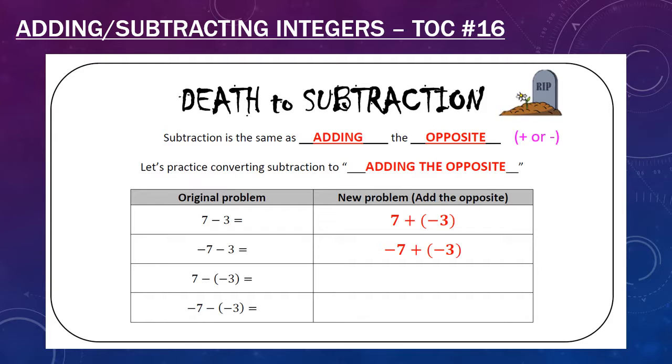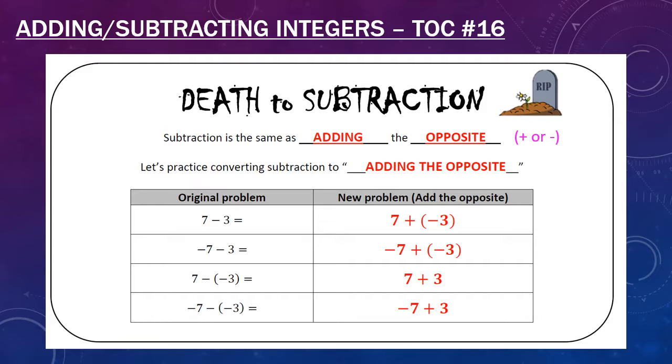The next one is 7 minus a negative 3. Now, whenever you see negative, negative, it becomes a positive. So this becomes 7 plus, and since it's negative, when I'm subtracting, it becomes a positive. So it's 7 plus 3. Isn't that cool? Negative, negative becomes a positive. Very cool. Negative 7 minus a negative 3 becomes negative 7 plus a positive 3. So that's what we mean by adding the opposite.